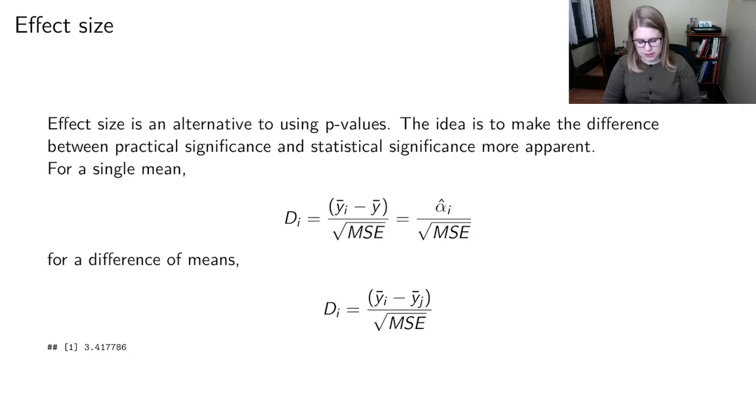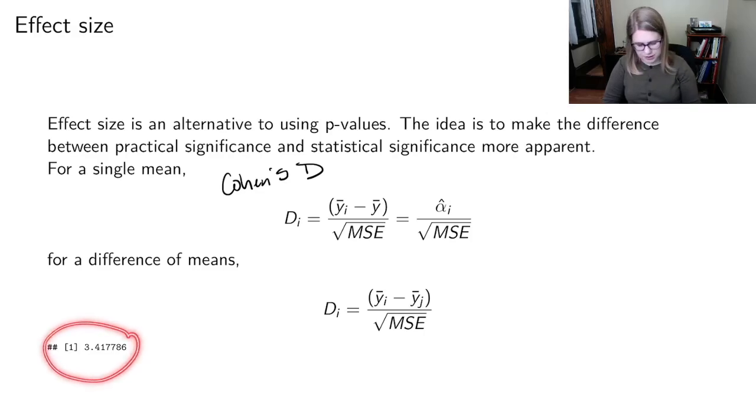So for a single mean, the effect size, which is Cohen's d, denoted d sub i, would be the difference between the mean for the group and the grand mean. In other words, the observed alpha hat of i, the group effect, divided by the square root of the mean squared error. And for the difference in means, we would do the difference in those two group means divided by the square root of the mean squared error.